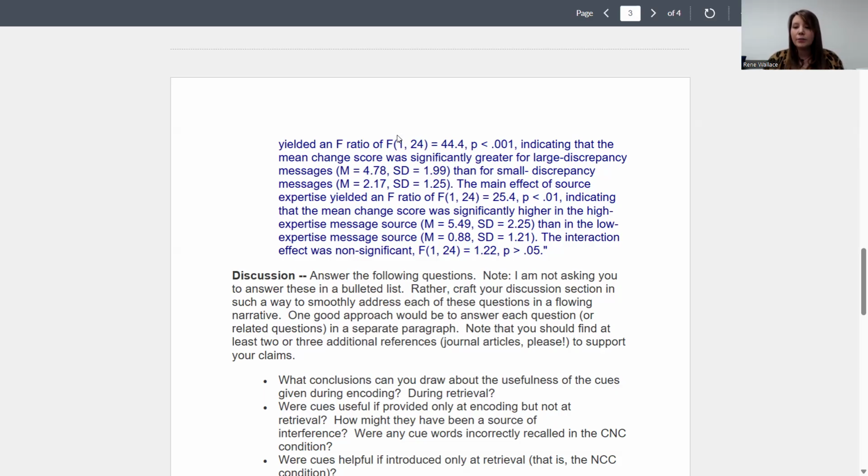Because there's a lot. In the 2x2 analysis, we have the main effect for the first thing, the main effect for the second thing, and then the interaction effect. So you have to report all the data for all three of those, just like this.